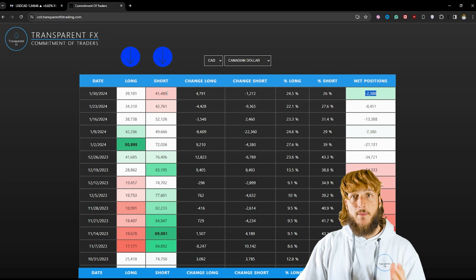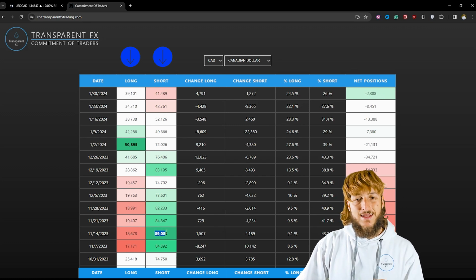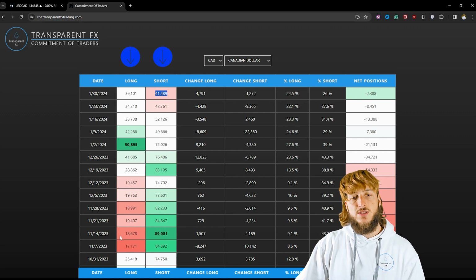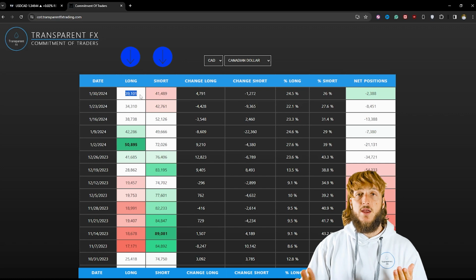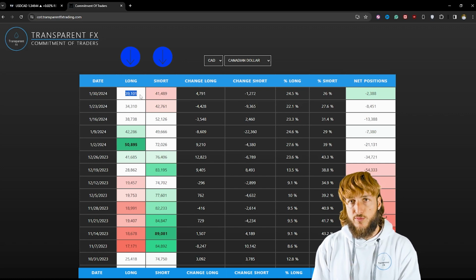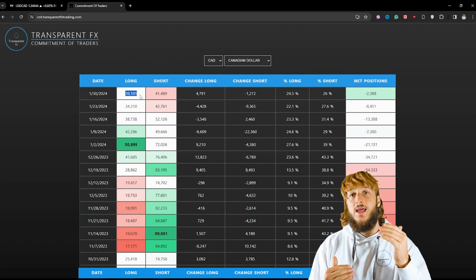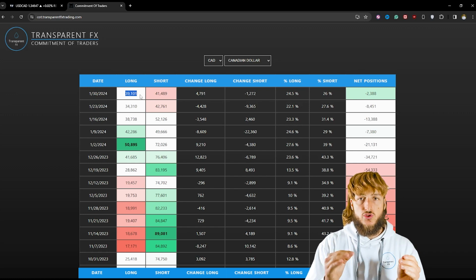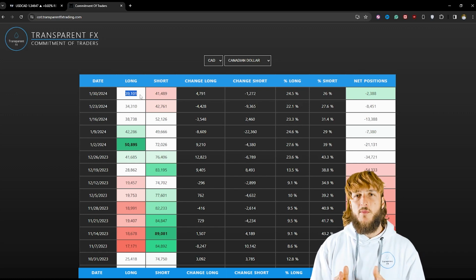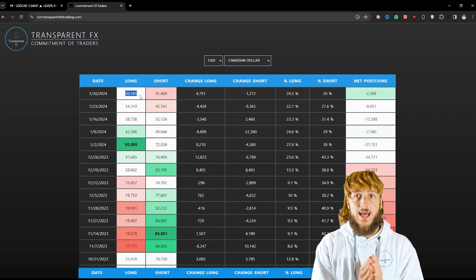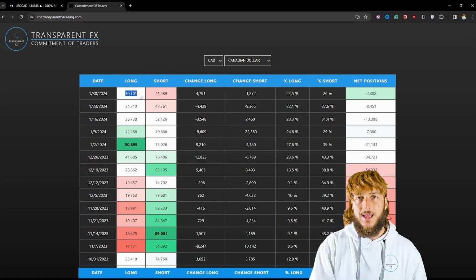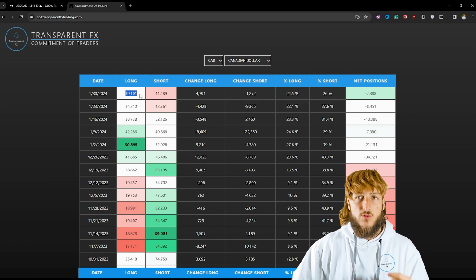So shorts got massively decreased from 89k all the way down to 41k, and longs got massively increased from 18.6k to 39.1k from an institutional perspective. So institutions are currently adding longs and decreasing shorts on the CAD. Now keep in mind that this makes USDCAD weaker, because a strengthening CAD makes USDCAD weaker.